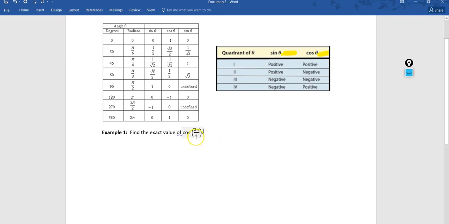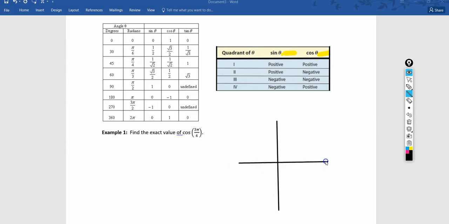So, if I'm going to find the exact value of that, first thing I need to do is draw a picture of where the angle 3 pi over 4 is in standard position. Okay. So 3 pi over 4 is positive, so it's going to be moving in a counterclockwise direction. And 3 pi over 4 is a little bit less than 4 pi over 4, which is pi. So it's going to be moving in a counterclockwise direction, and it's not going to be quite the flat angle.